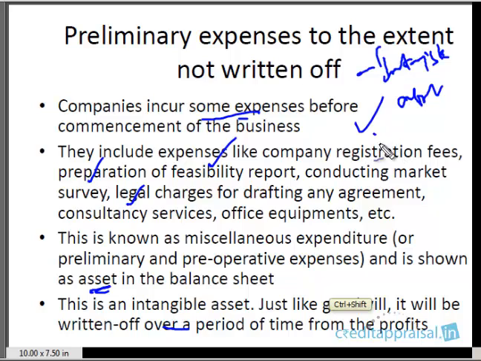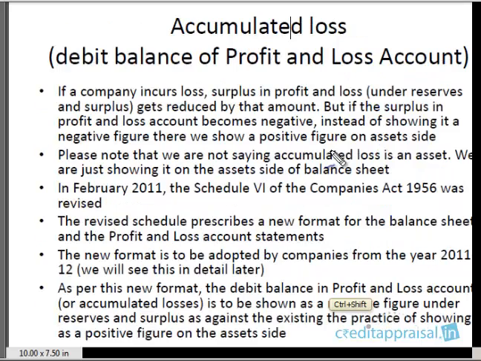So if you find this item, what you have to do is deduct it from the net worth. Net worth is capital plus reserves. So when you find this item, intangible assets, you have to deduct the intangible asset and arrive at what is known as tangible net worth.